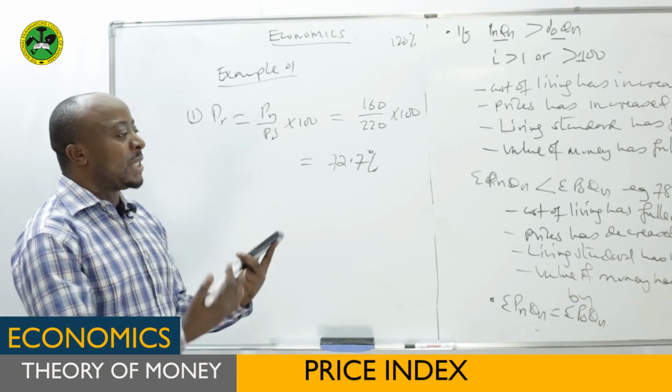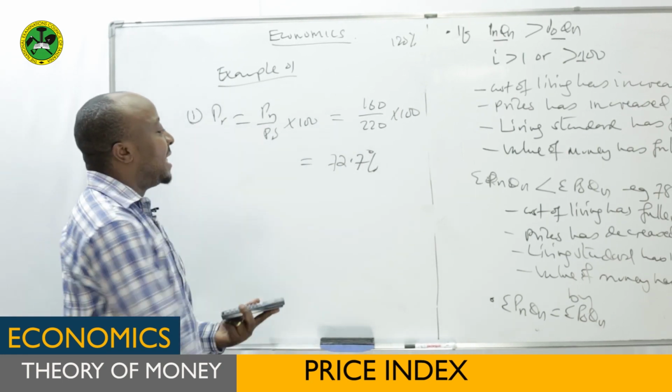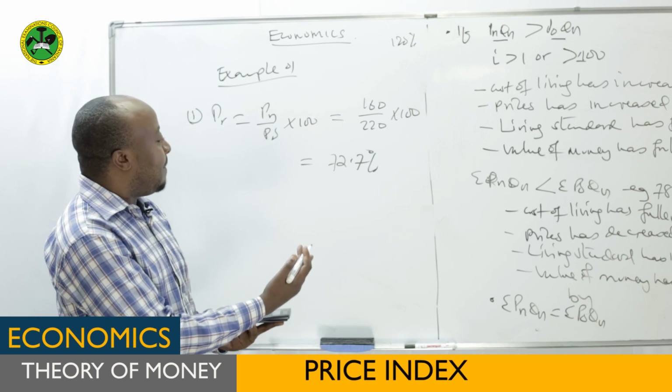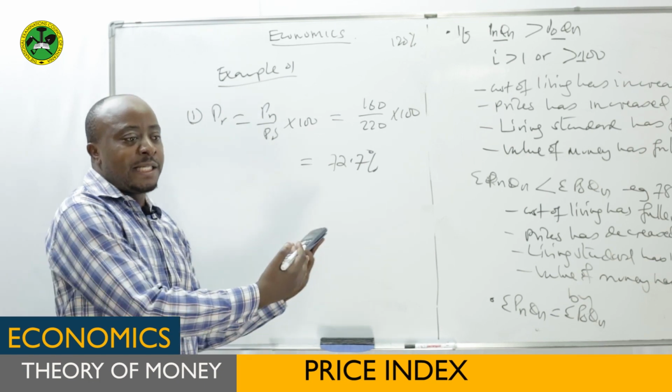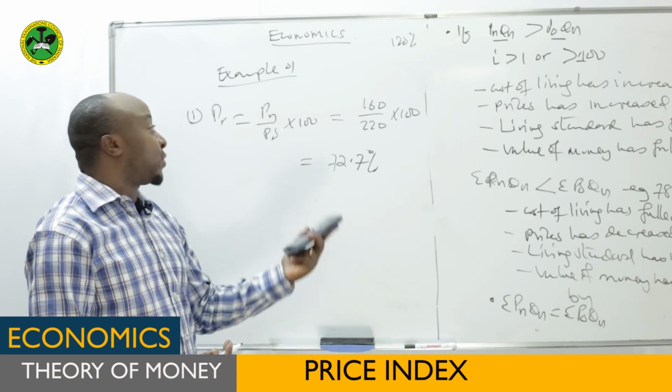So if you are asked to interpret, you can see the answer here is less than 100 by 27.3%. That is the answer. So this is the price relative for sugar.